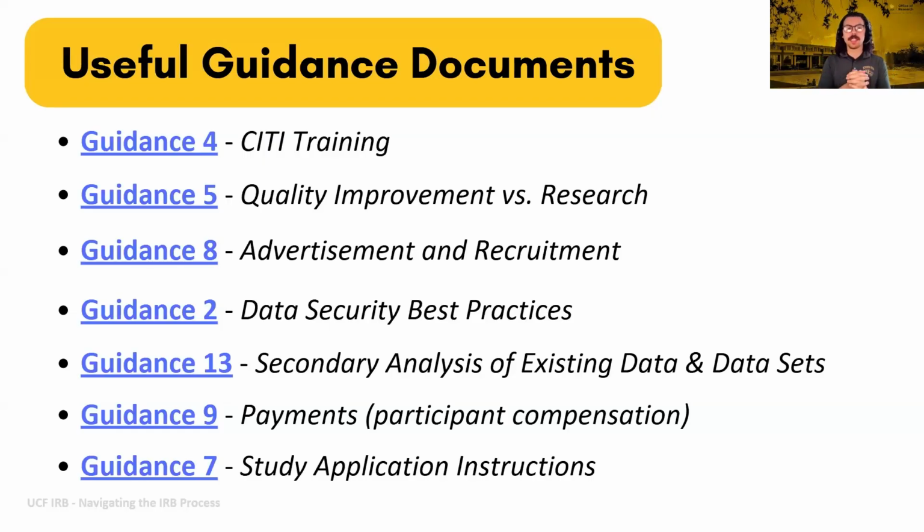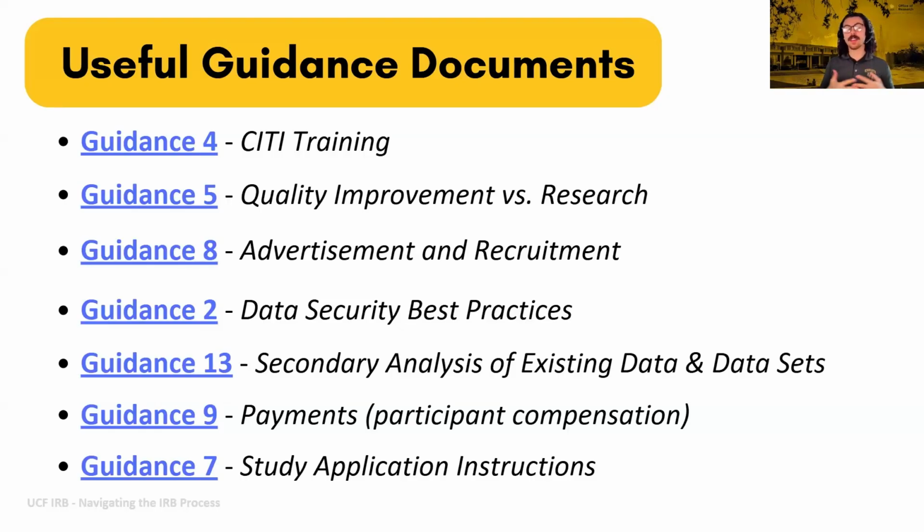Moving on, guidance 13 is guidance on the secondary analysis of existing data and data sets. Let's say you're planning on analyzing a publicly available data set as part of your research. This still might have human data in it, right? The data set could be a de-identified data set from some research that other people did. You're still working with data about humans, but you're not necessarily contacting each one of those people whose data is in that secondary resource. That's when it's important to refer to this guidance document.